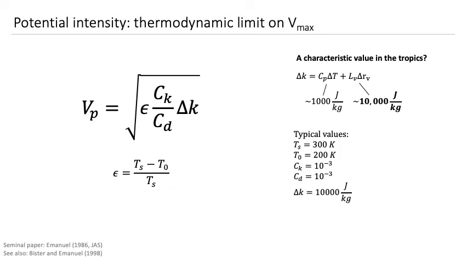So let's plug in some typical values otherwise. The sea surface temperature is something like 300 Kelvin. The outflow temperature, the tropopause temperature, is something like 200 Kelvin. Our exchange coefficients are often assumed to be equal. They're both small numbers, but they're equal, so you might set the ratio equal to 1. And then delta K is 10,000 joules per kilogram. If you plug those numbers into our equation, you get a nice simple answer of 60 meters per second. So with a pen and paper, you can come up with an order of magnitude estimate for how strong a tropical cyclone could be in our present day climate.